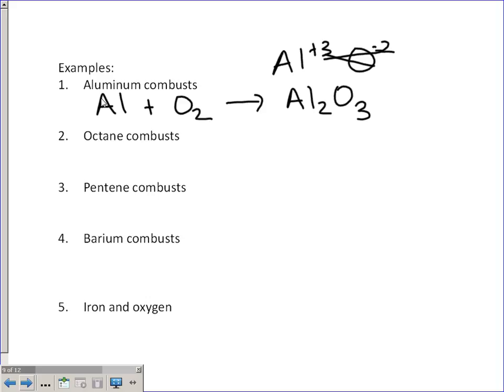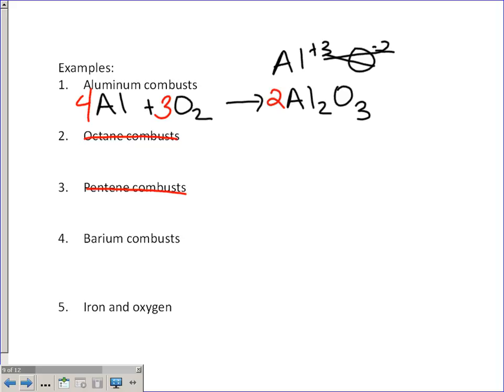Now I need to balance. I have one aluminum, two aluminums, two oxygens, three oxygens. I'm going to start by balancing my oxygens first, and that's going to make it easier to go back in and balance my aluminum second. If I put a 2 here and a 3 here, I now have 6 oxygens on either side, with a total of 4 aluminums on my product side. And now I'm balanced.